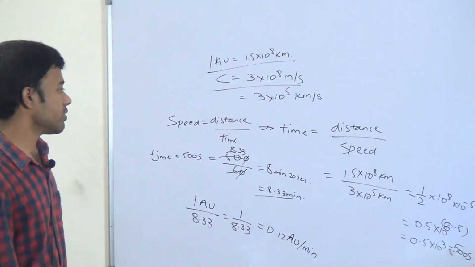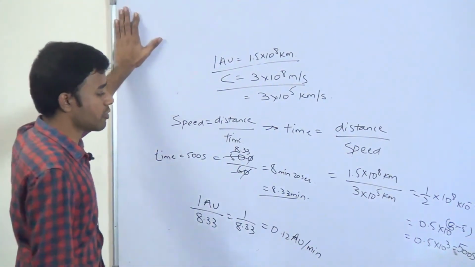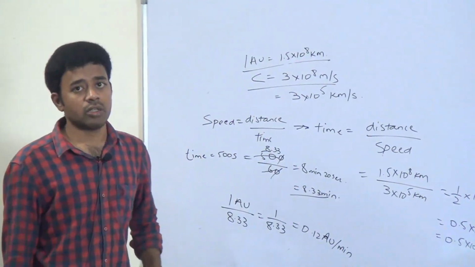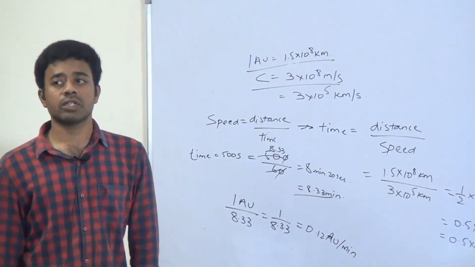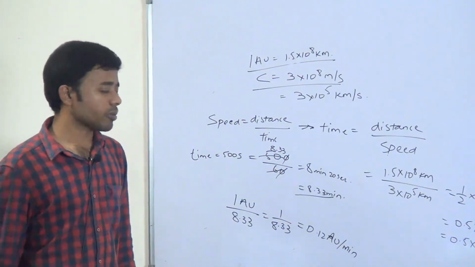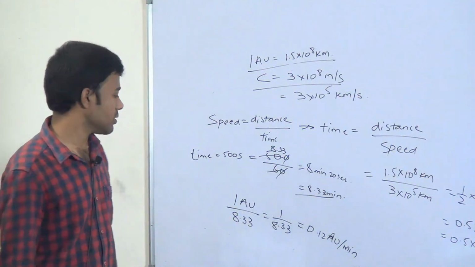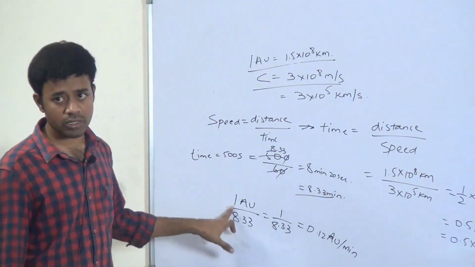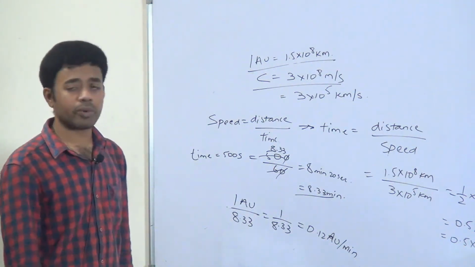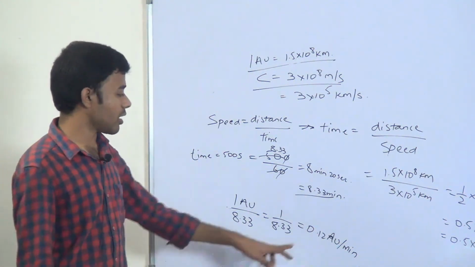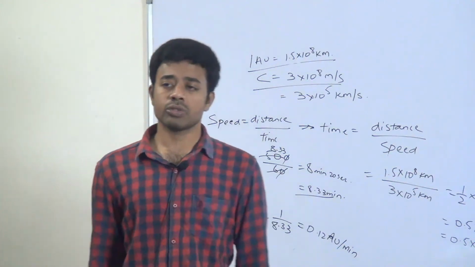If you convert 500 seconds into minutes, you get 8.33 minutes. Here he is asking for the speed per 1 minute, which means the distance traveled by the time. The distance is 1 astronomical unit, and it takes a total of 8.33 minutes. So in 1 minute it travels 0.12 astronomical units.